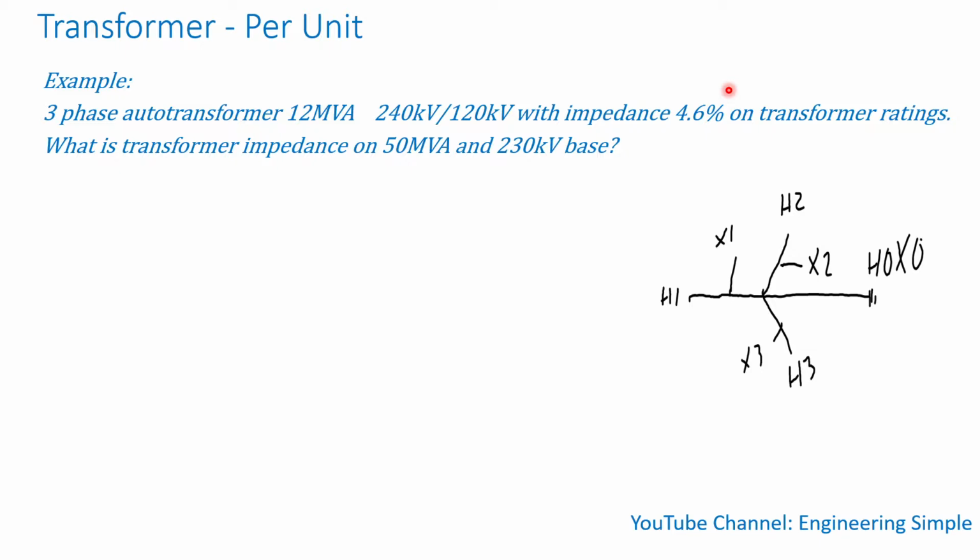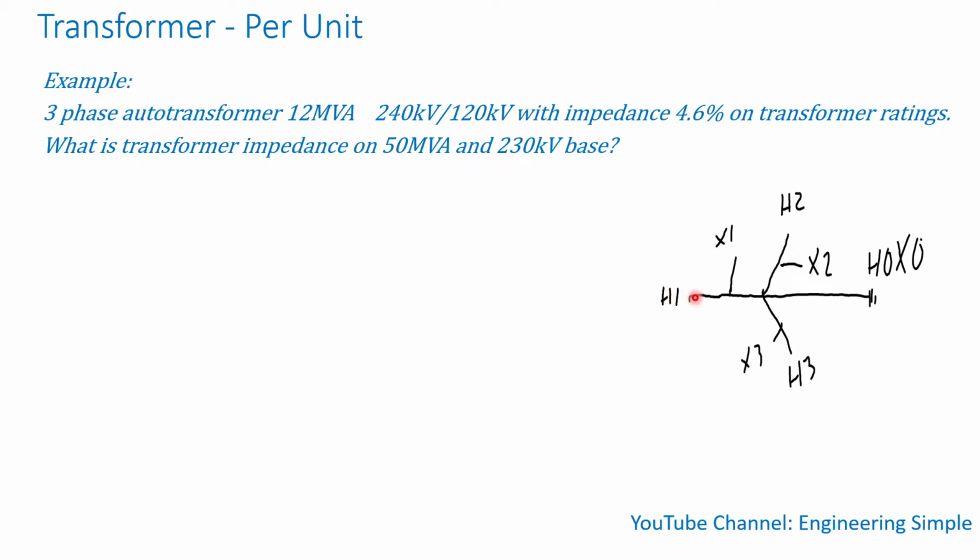So here's an example: three-phase auto transformer, 12 MVA. The high side is 240 kV and the secondary side is 120 kV. The impedance is 4.6% on the transformer's ratings. So the question is, what is the transformer impedance on a 50 MVA and 230 kV base?